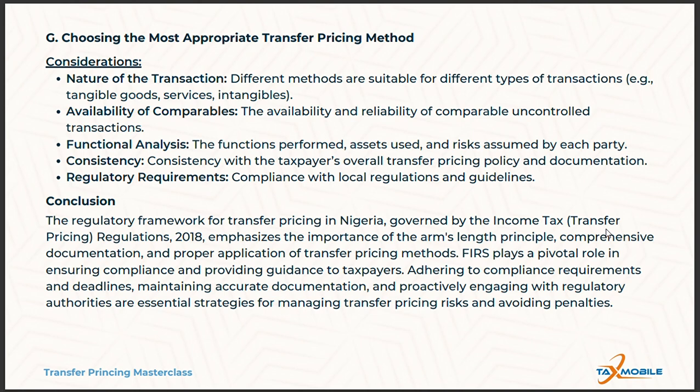Now, the key consideration for this is that for commodities like oil, market prices are easy to find, making the CUP method the most reliable for ensuring that related party transactions reflect the arm's length principle.